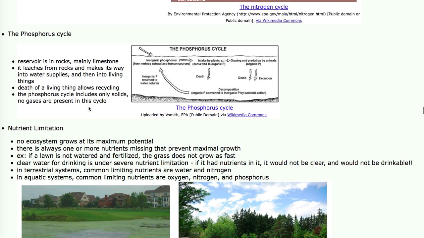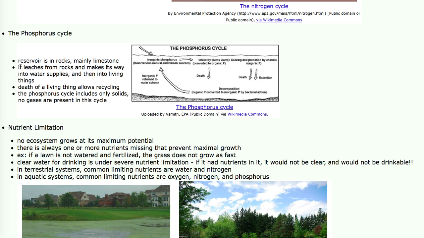Phosphorus is mainly found in rock, like limestone. It leaches out of rocks whenever rainwater runs over the rocks, and it goes into the neighboring water supply, and that's where the algae pick it up, and then the food chain starts, and living things pass the phosphates from one to another. So the phosphorus cycle includes basically only solids. There's no gaseous phosphate or phosphorus at all. It's passed between living things through food and water. And we have to have phosphorus because it's part of our ATP phosphate energy transduction system, so we have to have it.